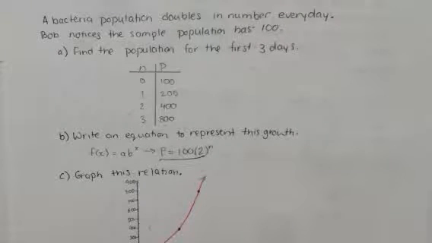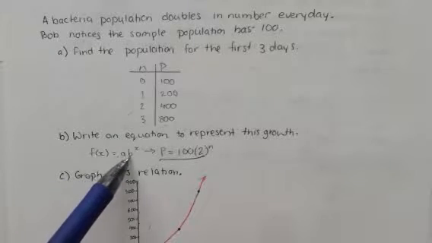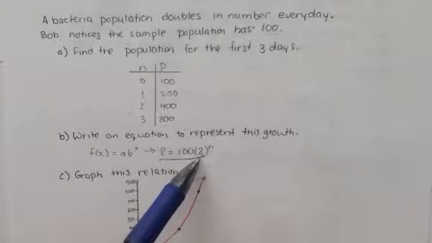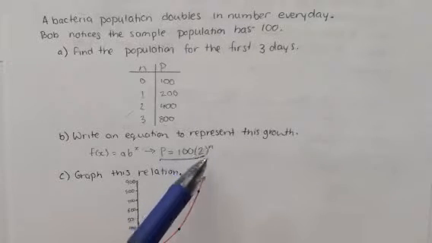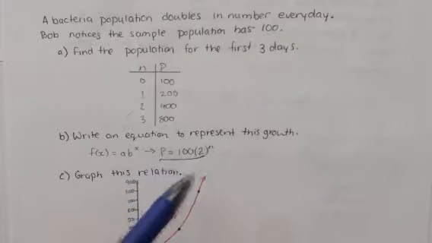It says in B to write an equation to represent this growth. So the base function is f of x is equal to a times b to the exponent x. We know that in this case b is going to be 2 because that's the constant factor that's getting multiplied, and a is going to be 100 because that's the initial value. So it's going to be P is equal to 100 times 2 to the power of n.